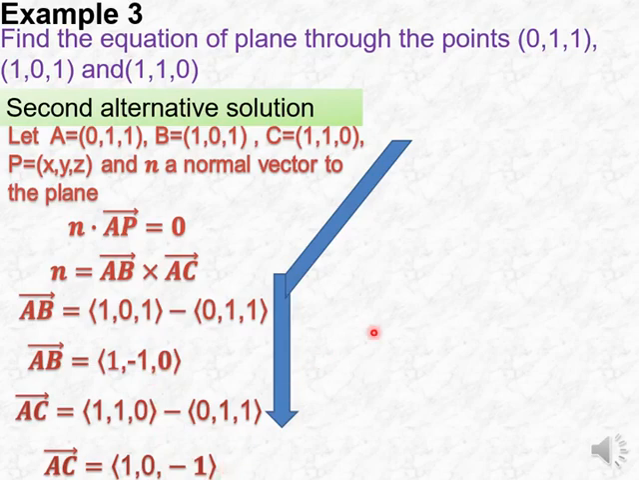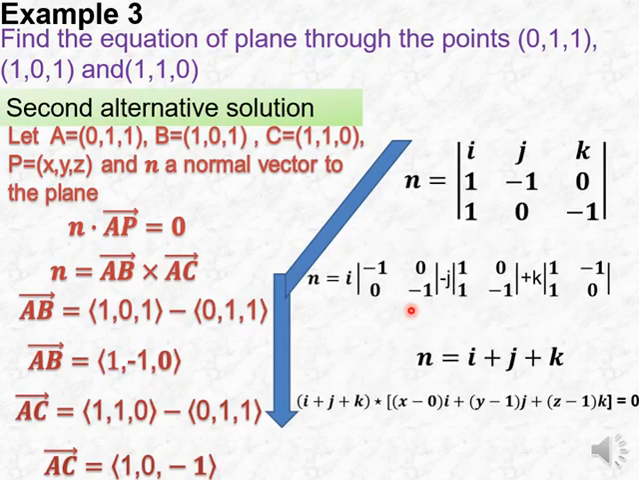If I cross them, like how I've shown in this 3 by 3 matrix, I get its determinant, where the first row is I, J, K, the second row is AB, the third row are the components of AC. So if we get the determinant of this matrix, we should be able to get our normal vector.